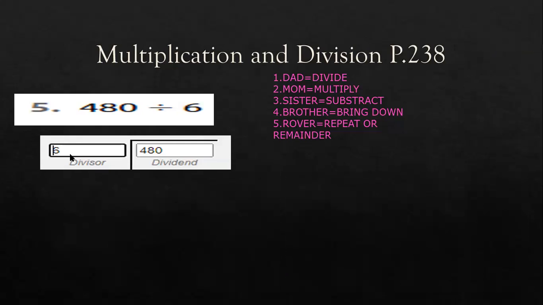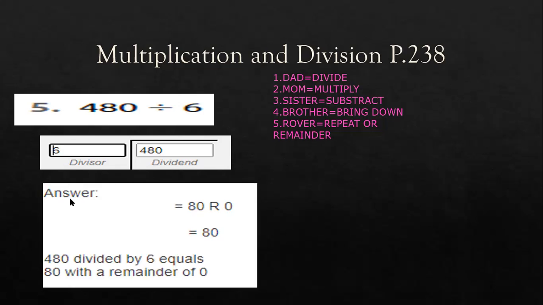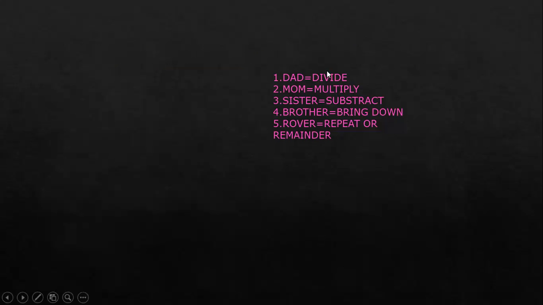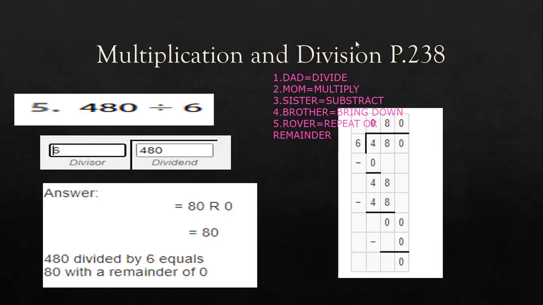480 divided by 6. The divisor is 6. The dividend is 480. So the answer is 80 remainder 0. How did I get this answer? Let's do this together. Here is 480. I don't want to delete it. I want to leave it.